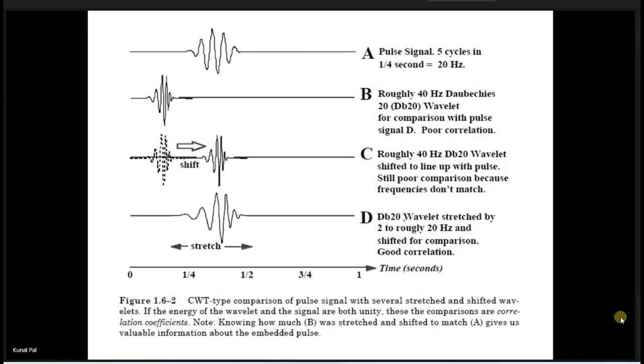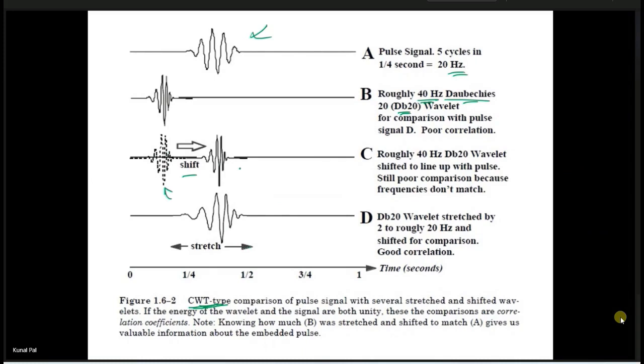Whatever I have told is how the function works and how we do this wavelet transform. It is given over here, and this is regarded as a continuous type wavelet. So we have a pulse signal of 20 hertz and a Daubechies 20 wavelet of 40 hertz. You do the correlation, then shift it, and lastly the stretching also.